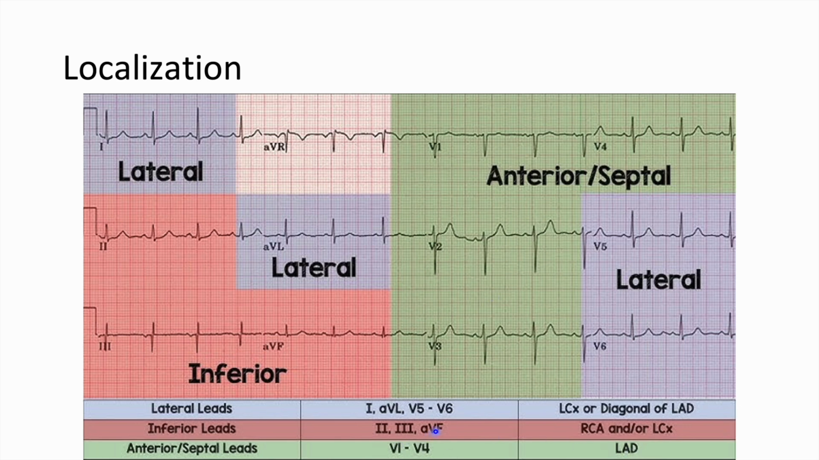Just remember aVF, I think AV floor, that's inferior leads. aVL, I think AV lateral, that's your lateral leads. And then V1 through V4, that's your anterior. So this is an excellent review slide, and it's important to understand the localization of the leads in regard to STEMIs.